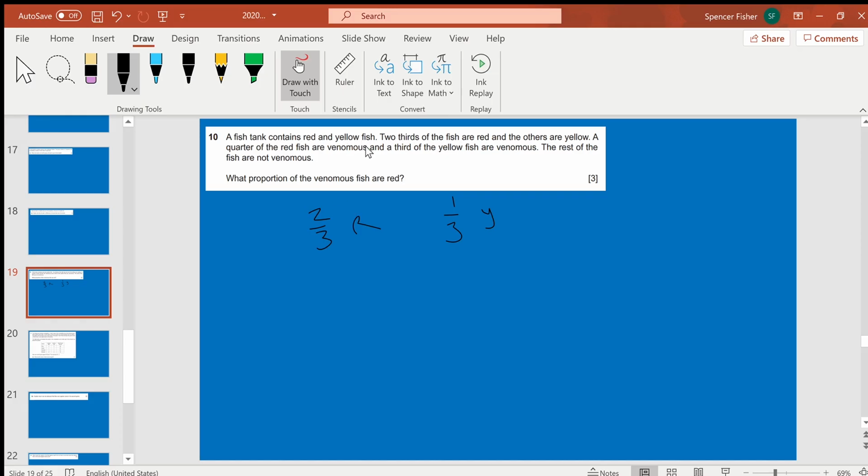1/4 of the red fish are venomous. So 1/4 of 2/3 are red and venomous, and 1/3 of the yellow fish are venomous. So 1/3 of 1/3 are yellow and venomous, and the rest of the fish are not venomous. What proportion of the venomous fish are red?